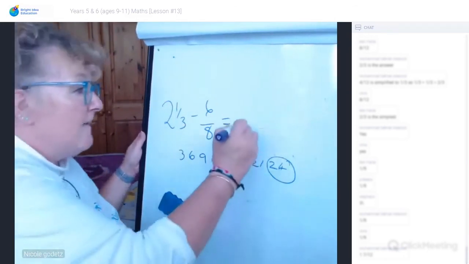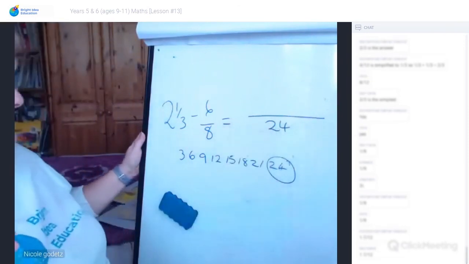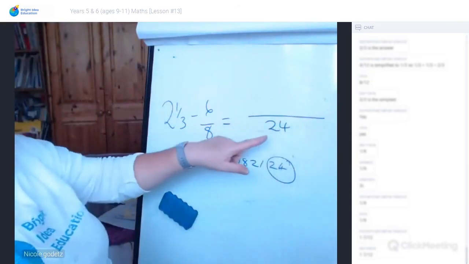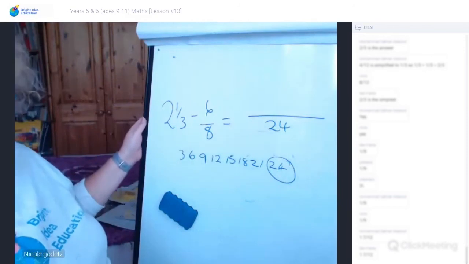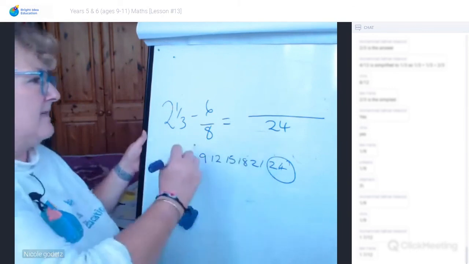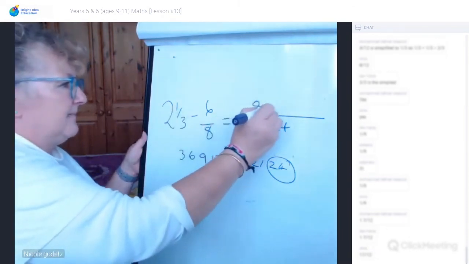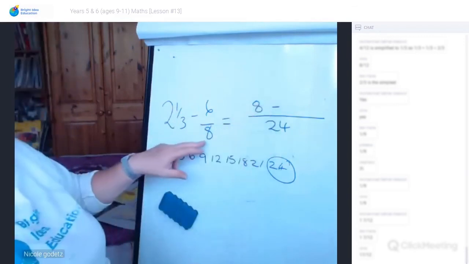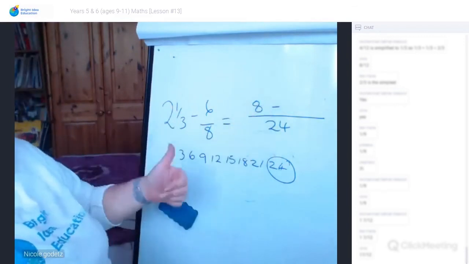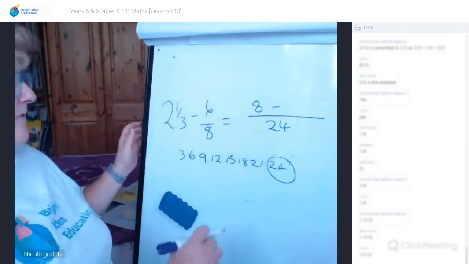So I'm going to put them over 24. What do I need to do to 3 to make it 24? Well, 1, 2, 3, 4, 5, 6, 7, 8. I need to multiply by 8. So I'm going to do the top by 8. 8 times 1 is 8. What do I need to do to 8 to make it 24? 8, 16, 24. 3 8s are 24. So multiply the top by 3.